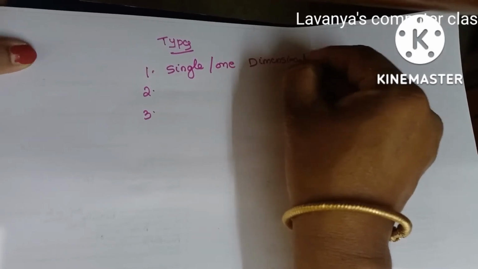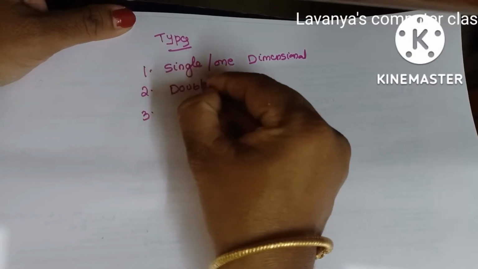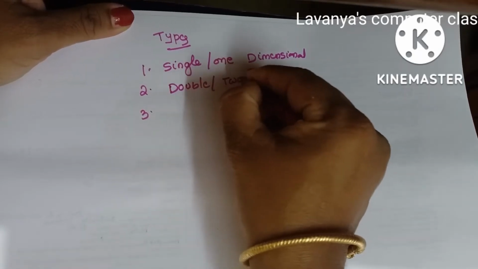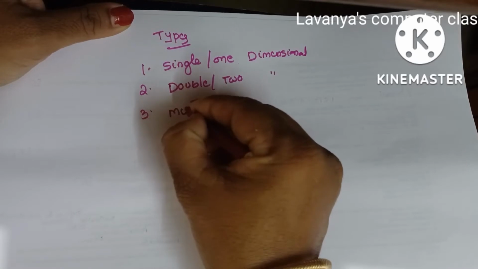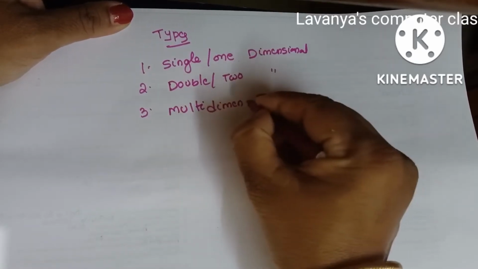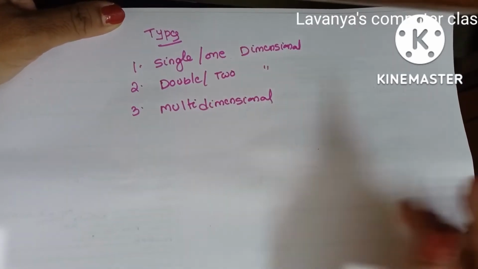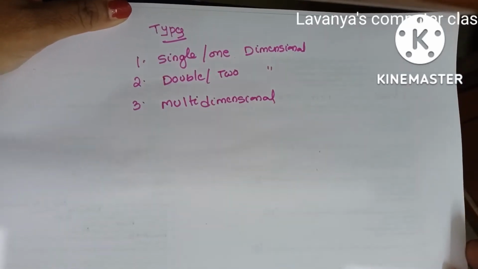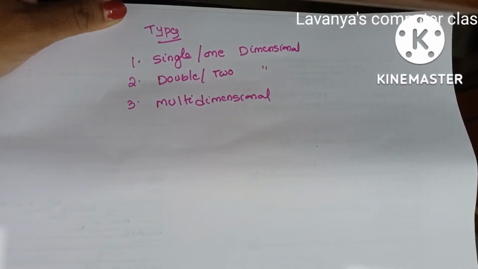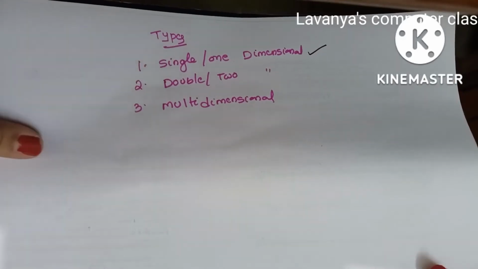One dimensional array. Second one is double or 2-dimensional arrays. Third one is multi-dimensional array. So these are the different types of arrays: single dimensional or one dimensional, double dimensional, 2-dimensional or multi-dimensional arrays. Now we'll go for what is a single dimensional array, how to declare it.